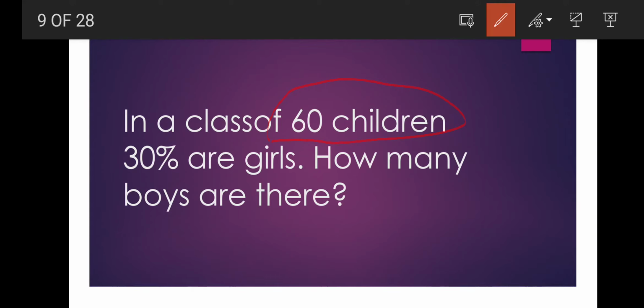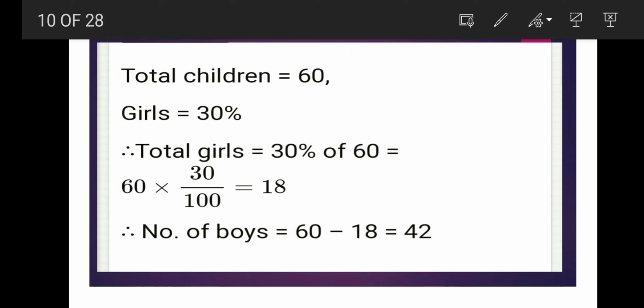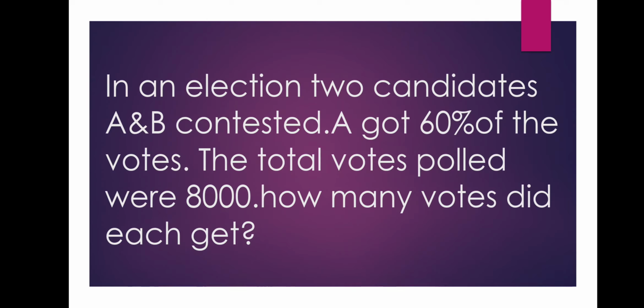Okay, so here I have done, total children is what? 60, girls 30%. So total girls will be what? 60 of 30%. So 30 by 100 into 60, 18, and so the number of boys will be what? 60 minus 18 is equal to 42. Very easy.